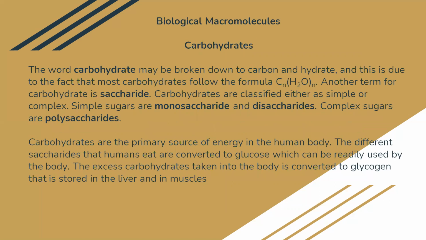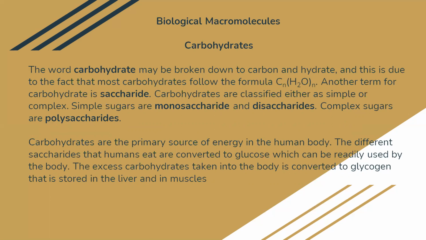So biological macromolecules, number one is the carbohydrates. The word carbohydrate may be broken down to carbon and hydrate, and this is due to the fact that most carbohydrates follow the formula Cn(H2O)n. Another term for carbohydrates is saccharide. Carbohydrates are classified either as simple or complex.